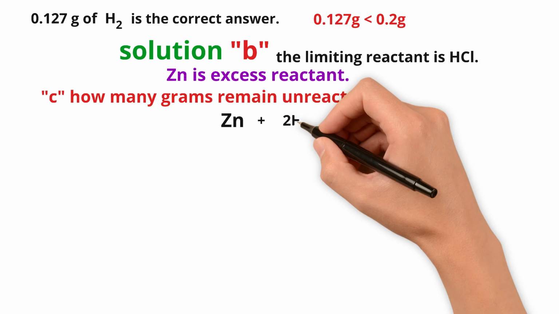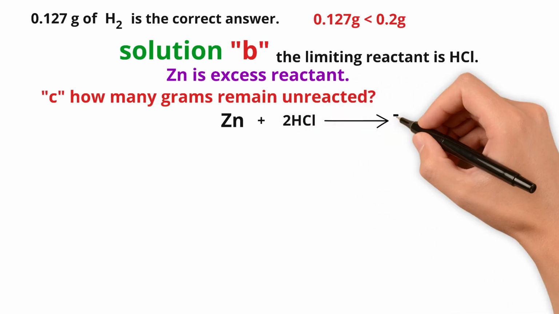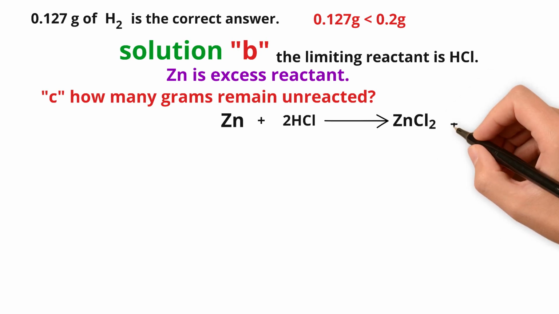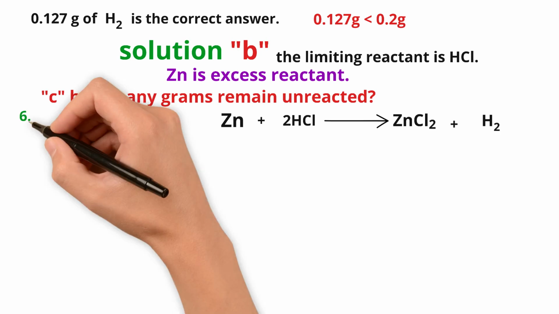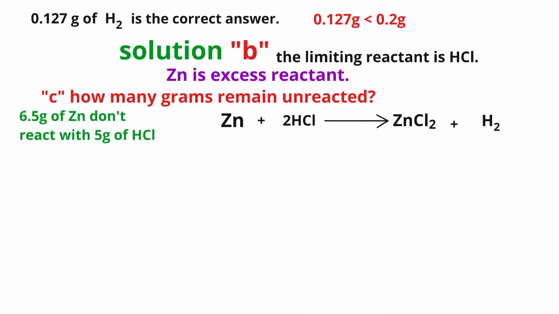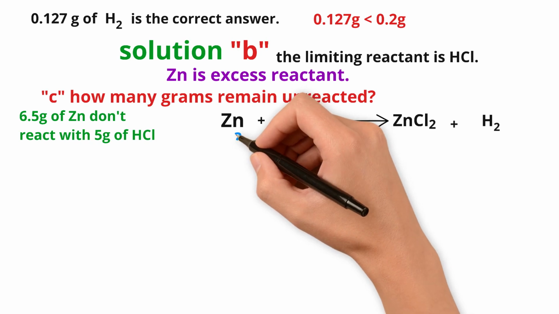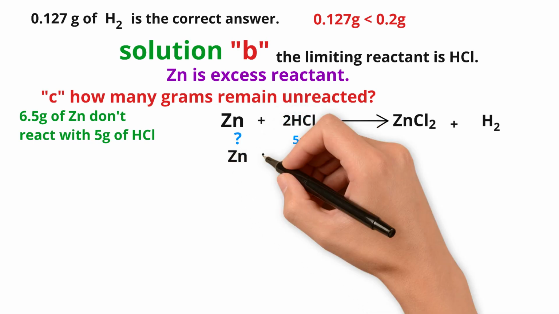How many grams remain unreacted? To answer this question, let us write the chemical equation again. Zinc reacts with 2 mole of HCl to form zinc chloride plus hydrogen molecule. Don't forget, 6.5 gram of zinc is the excess reactant. Therefore, it does not all react with 5 gram of HCl.